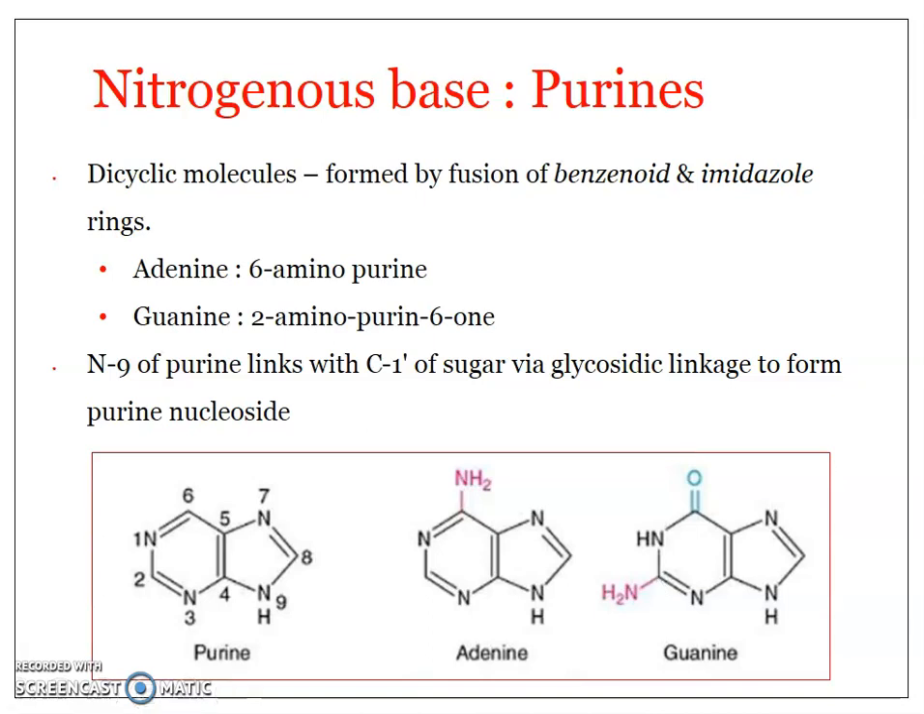Now how is the purine attached to the pentose sugar? Purine is attached to the pentose sugar via the nitrogen at the 9th position. So it is through this. Unlike the first nitrogen forming a glycosidic bond in the case of pyrimidine, here it is the N9 of the purine that binds with the first carbon on the pentose sugar. The bonding is a glycosidic linkage. So I hope this is clear.